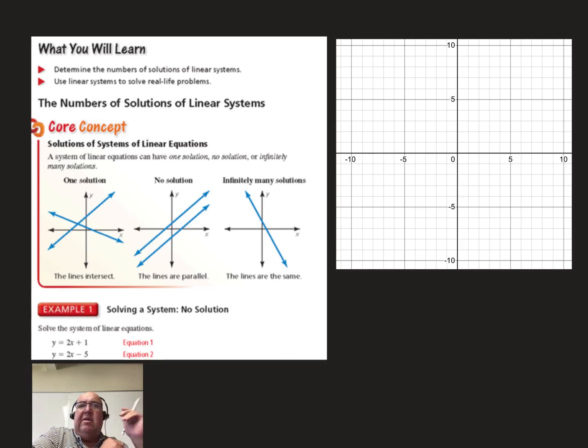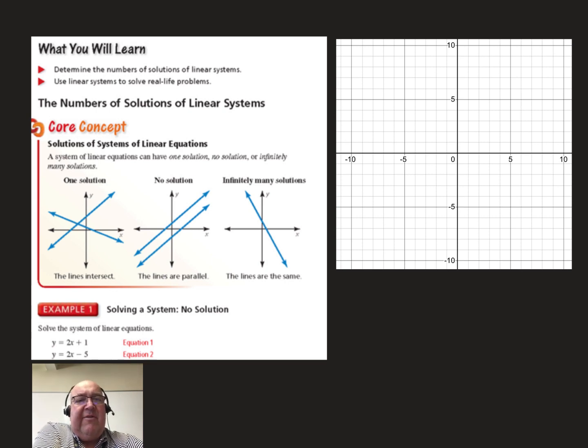Okay, with linear systems, there's any one of three possibilities that could happen. First off, the lines are going to intersect and cross, meaning that there's only one solution. The second option is that lines could be parallel and not cross, meaning that there is no solution. And the third is that the lines are going to be the same and that there would be many solutions.